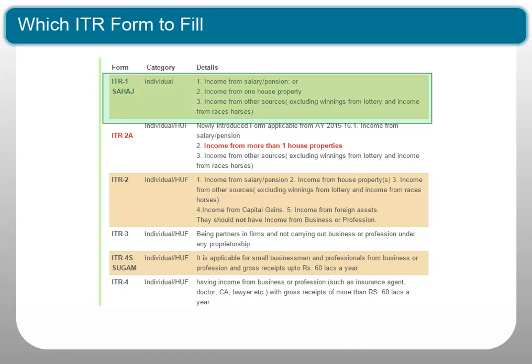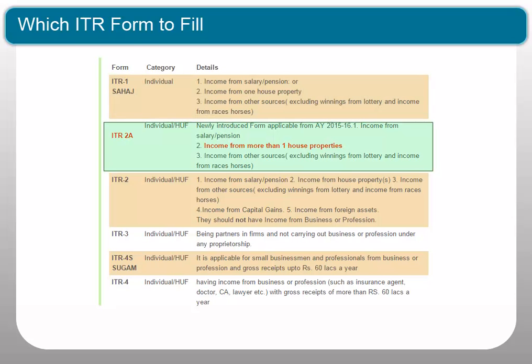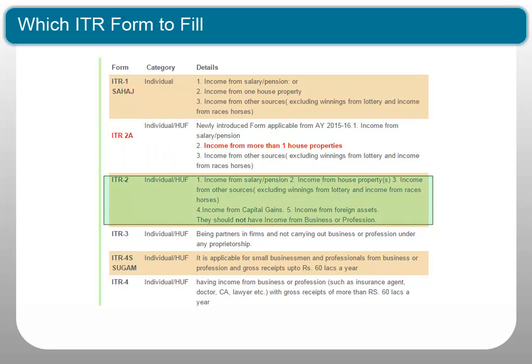ITR 1 will be filled by an individual if one only has income from salary or pension, income from one house property and income from other sources. ITR 2A, introduced for financial year 2014-15, will be filed by an individual who has income from salary or pension, income from more than one house property and income from other sources. The difference between ITR 1 and ITR 2A is the number of house properties. ITR 1 has one house property while ITR 2A has more than one.